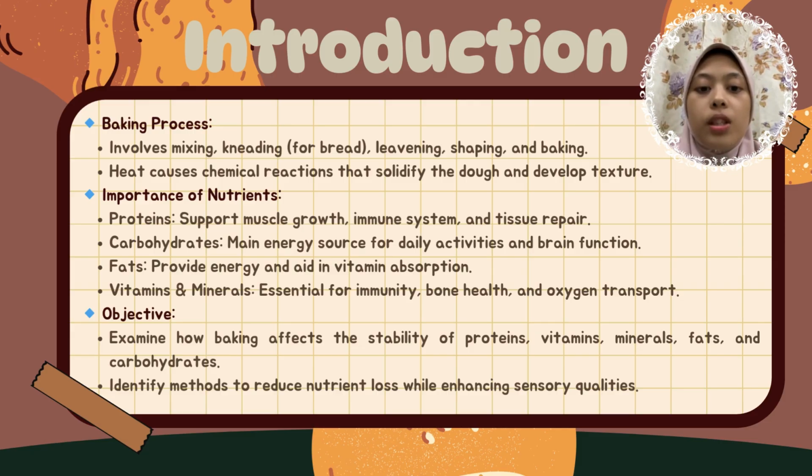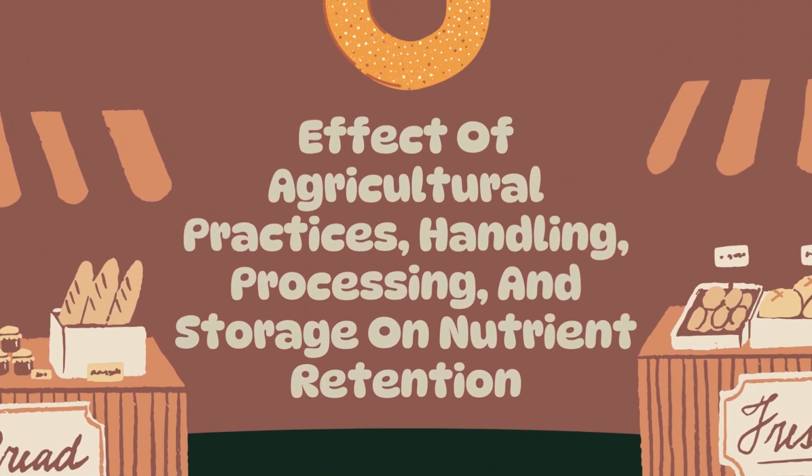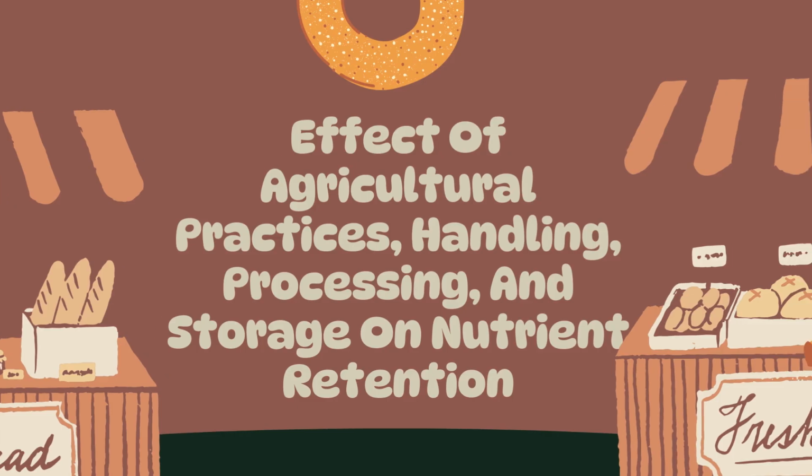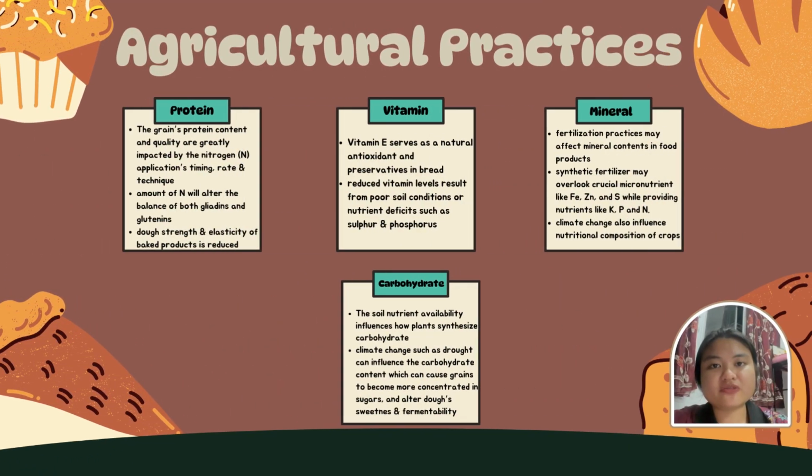The objective of this study is to analyze how temperature and time affect nutrient stability during baking. It also aims to find methods to reduce nutrient loss while maintaining the sensory qualities of baked products. Next, we will proceed to the effect of agricultural practice on nutrient retention.